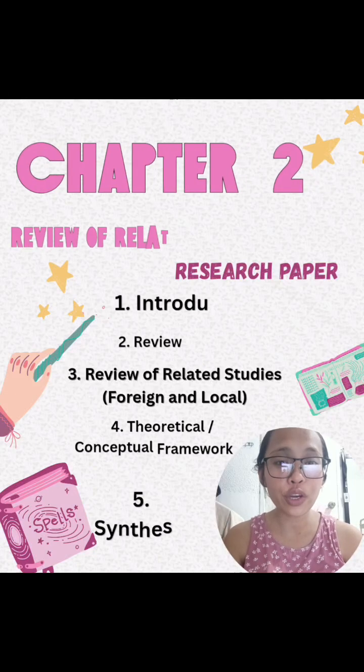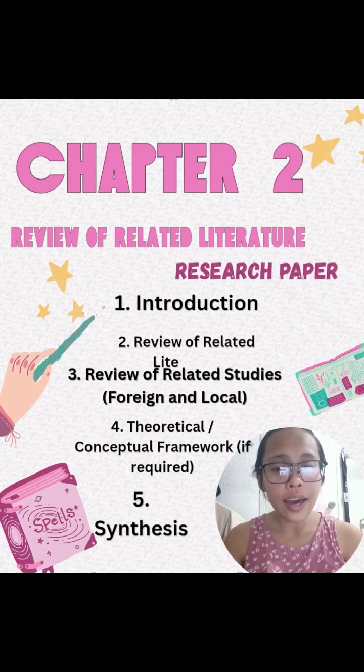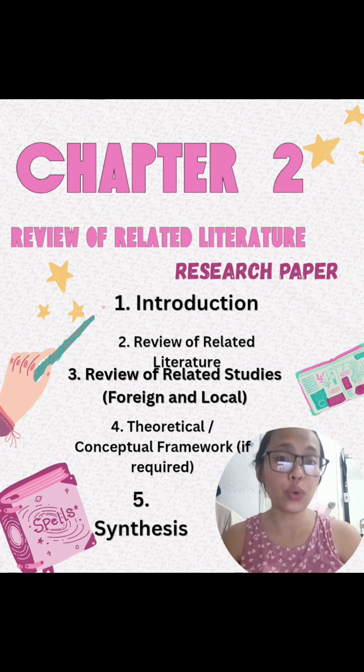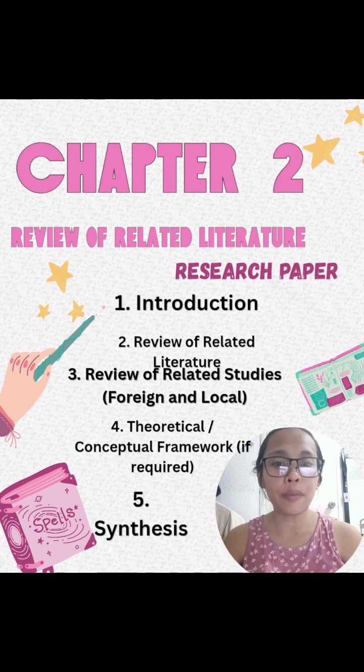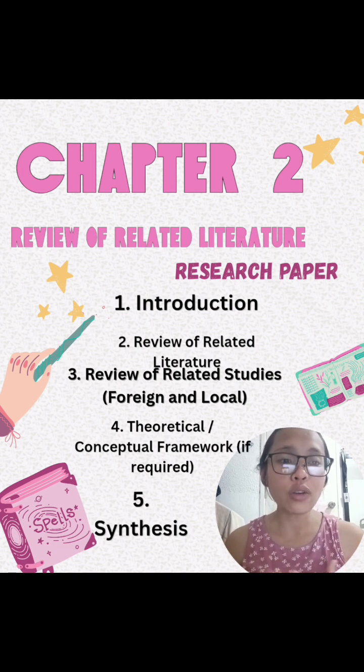Yes, hello everyone. Today I'm gonna explain to you how to write chapter 2 of a research paper. It's all about the review of related literature. So, there are five outlines of chapter 2.